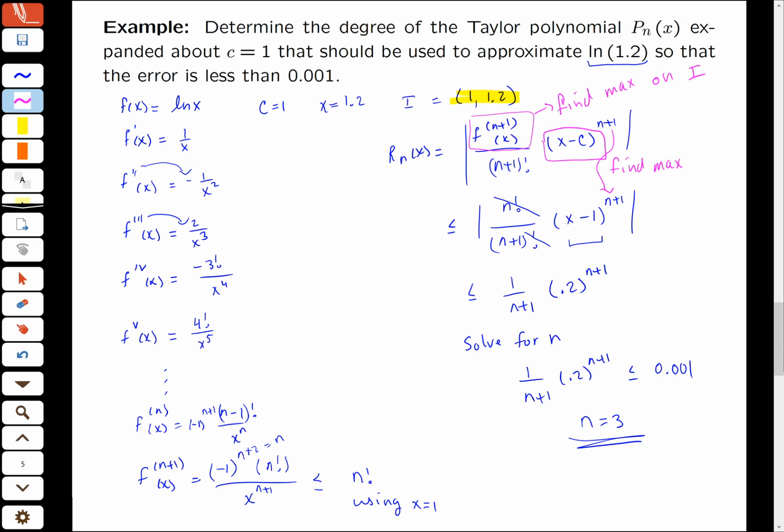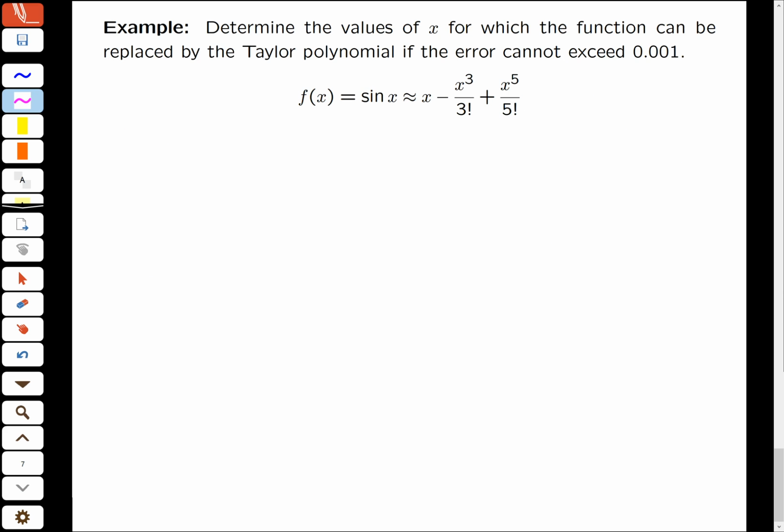Okay, so the last one: determine the values of x for which the function can be replaced by the Taylor polynomial if the error cannot exceed 0.001. Here again, I'm looking for my remainder term. This is our n plus 1 derivative over n plus 1 factorial, x minus c to the n plus 1. Notice they give you x to the 5th here, so this is a 5th degree polynomial. N equals 5.